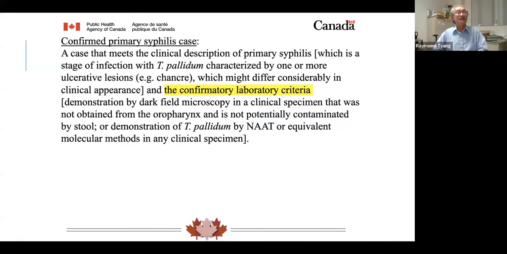In the US CDC case definition for a confirmed primary syphilis case, it is defined as a case that meets the clinical description of primary syphilis, which I won't go into detail here, but more importantly, in the presence of confirmatory laboratory criteria. So what are the confirmatory laboratory criteria? It is either demonstration by dark field microscopy in clinical specimens that were not obtained from the oropharynx and are not potentially contaminated by stool, or demonstration by nucleic acid amplification test of DNA of Treponema pallidum or equivalent molecular methods in any clinical specimens.